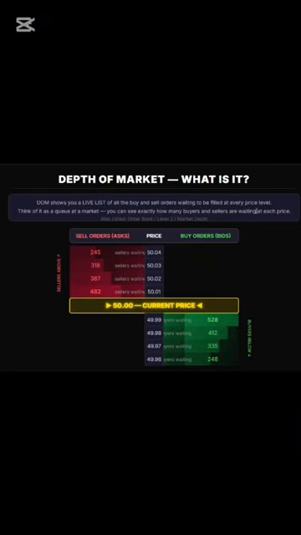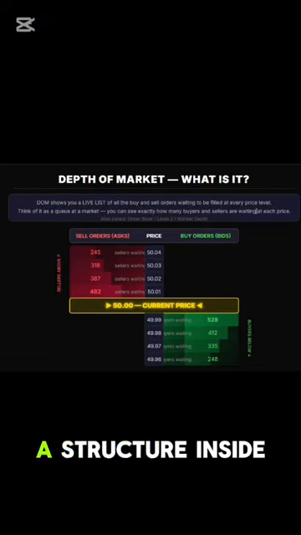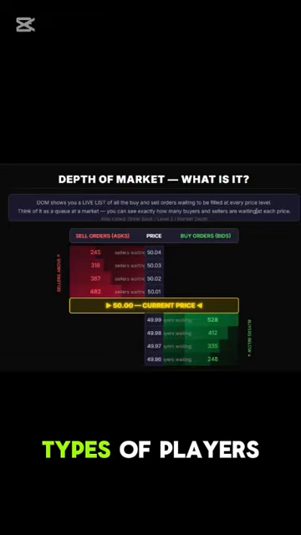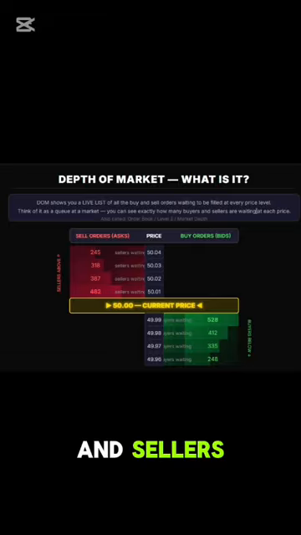So what is DOM, depth of market? Well, the depth of market is a structure inside a chart where it takes place between three types of players: buyers, sellers, and market buyers and sellers. The DOM shows you a live sheet of all the buy and sell orders waiting to be filled at every price level on the chart.